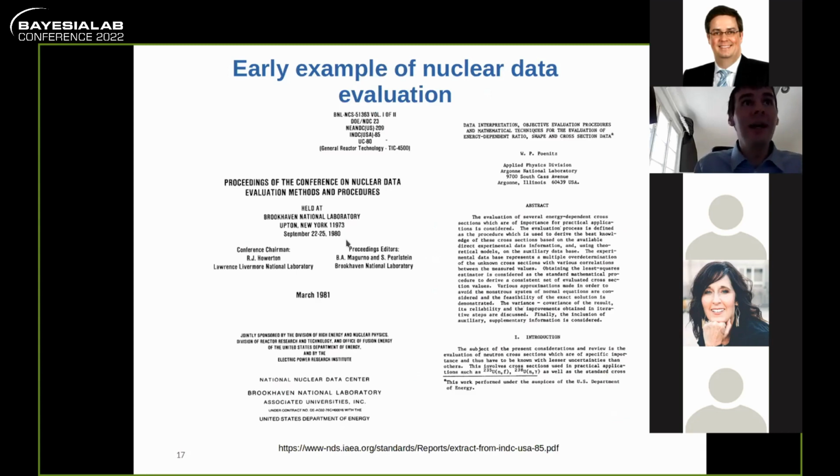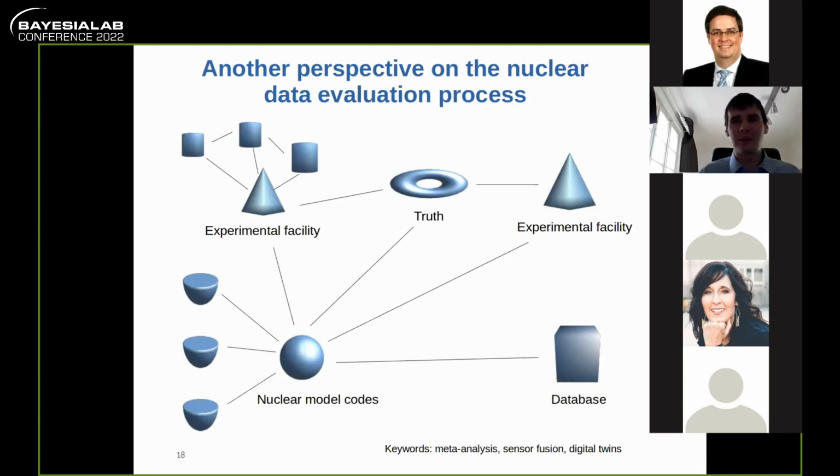Just briefly, the generalized least squares method has a long history, at least 40 years, according to a report I found on our website. If you're interested, you can read it. And after that, let's get to the Bayesian networks.